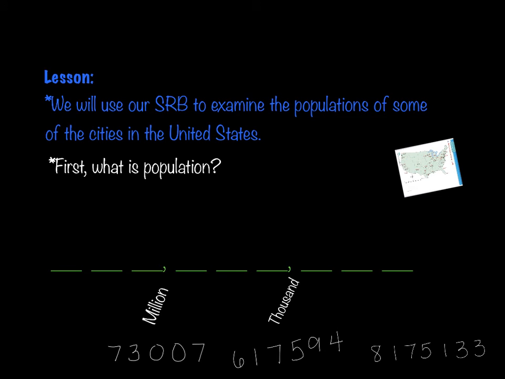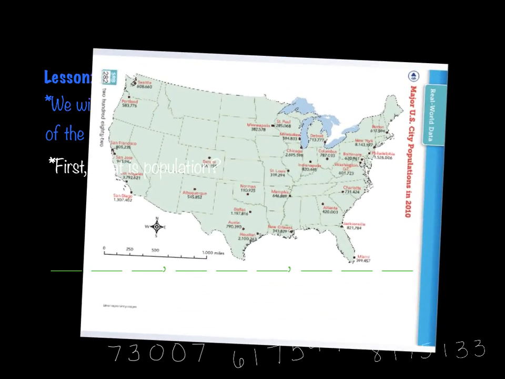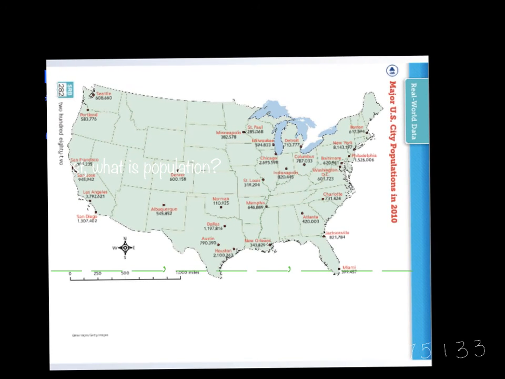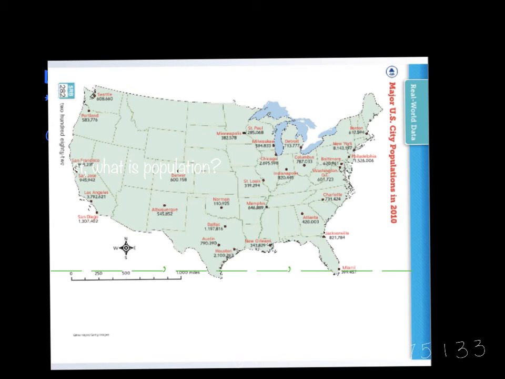So in this lesson, we're going to use our SRB to examine the populations of some of the cities in the United States. But first, before we get started, we have to understand how to use our book, for one. And 2, we have to understand what in the world is population. So that involves taking a look at this map here that you will have in your book.